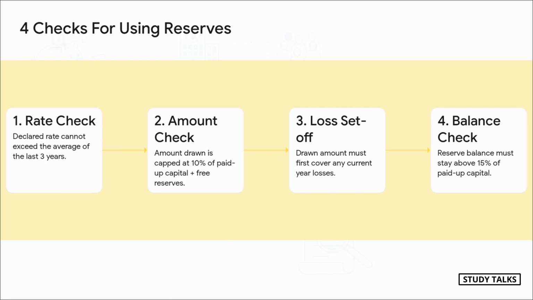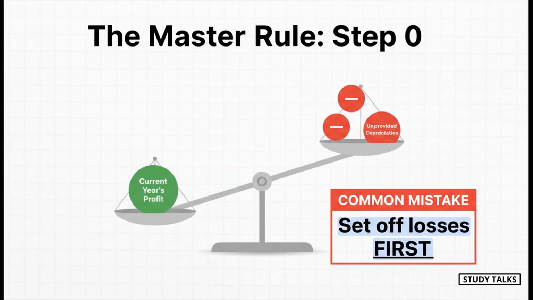And finally, the balance check. After you've taken the money out, the leftover balance in your reserves cannot drop below 15% of your paid-up share capital. Wait, there's one more. And honestly, a lot of students miss this point. Before you even start applying those 4 conditions, there's a master rule. The law says that no company can declare a dividend unless any carried over losses or unprovided depreciation from previous years are first set off against this year's profit. This happens before you even think about dipping into reserves. It's a crucial first step.